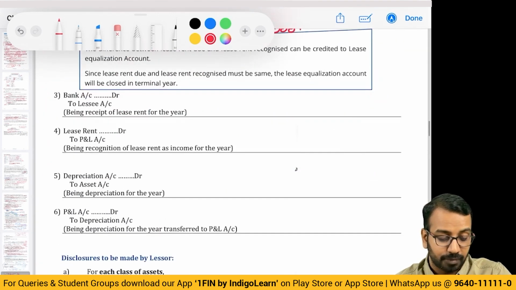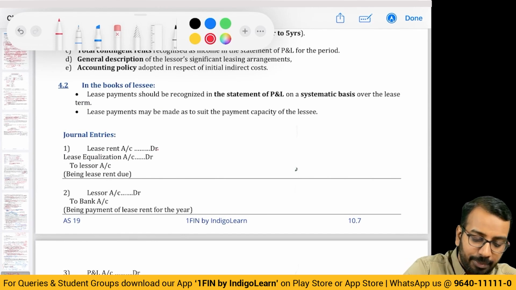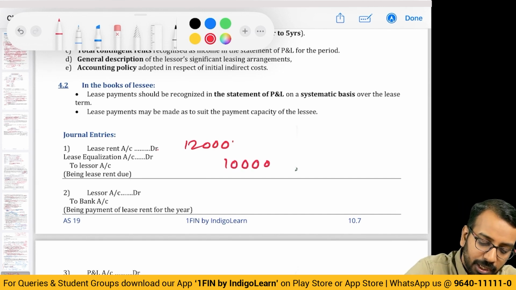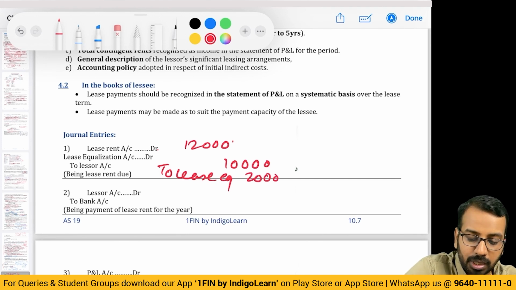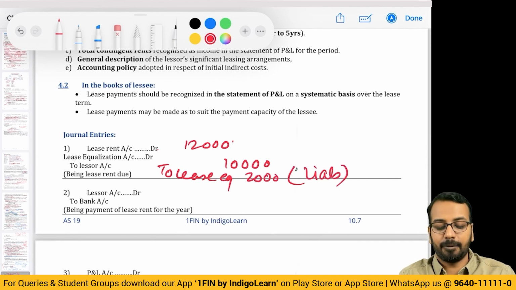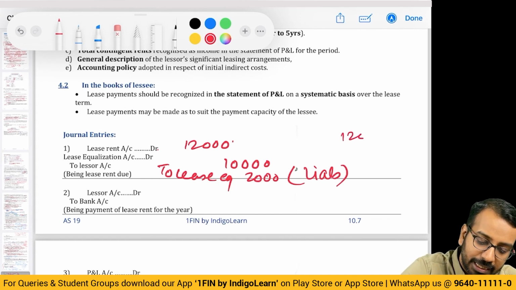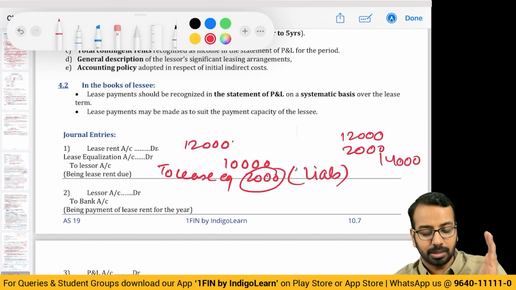Same accounting in the books of the lessee. What you will do? Lease rent debit, first year expense is 12,000. Lessor account payable is only 10,000. So you will say to lease equalization 2,000. Basically, I am saying this is my liability. In the second year, you will have 12,000, 12,000. In the third year, rent is 12,000, but the lessor is 14,000. I have to pay 14,000. So this lease equalization here I will debit 2,000. That is how we will pass the entries.